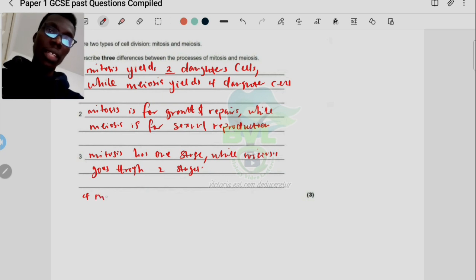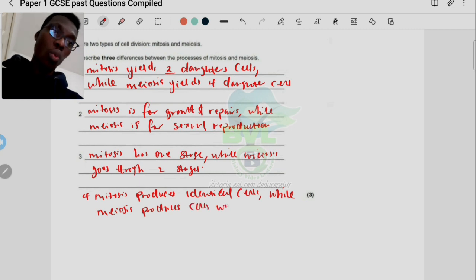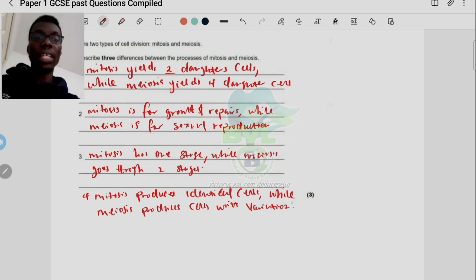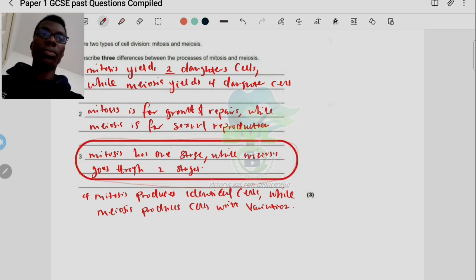You can say that mitosis produces identical cells, while meiosis produces cells with variation. This is very, very important. So now let me explain this real quick.